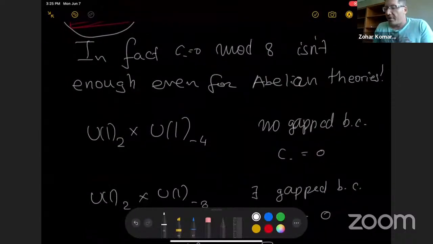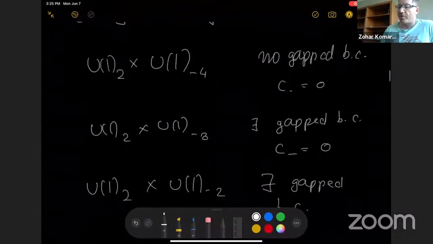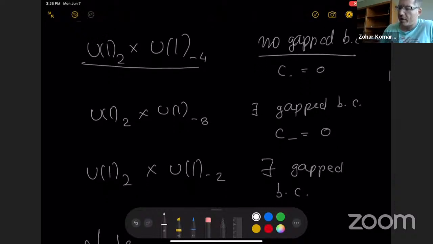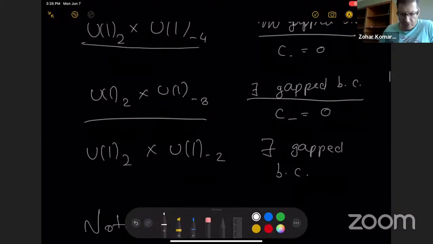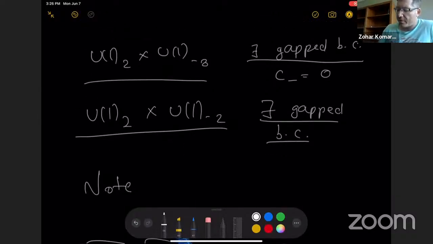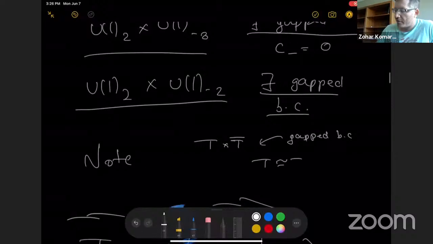Okay, so these are the examples that I already mentioned. Look at the few examples just to orient yourself. This theory has vanishing chiral central charge, but no gapped boundary. This one does admit a gapped boundary, and it has vanishing chiral central charge, of course. And also this one admits a gapped boundary. In fact, there is a simple result that if you take any theory and tensor it with itself time reversed, it always admits a gapped boundary. So in the Witt group sense, any theory is equivalent to itself.